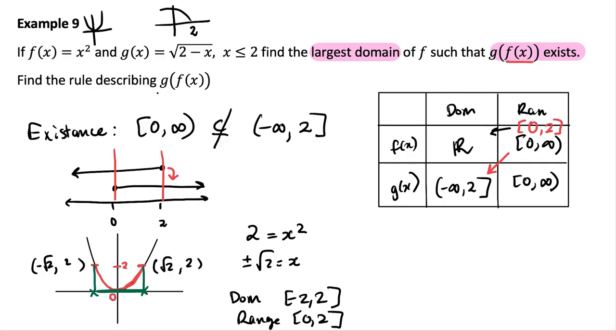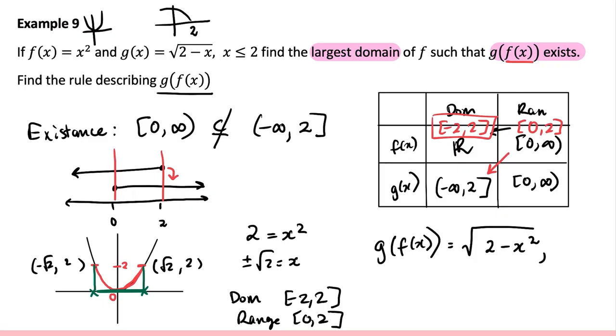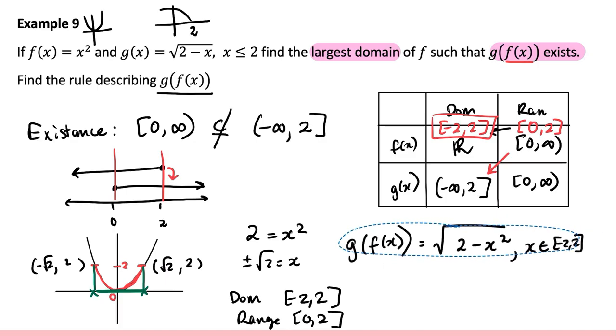Okay, then it says find the rule describing g of f of x. We can write it: g of f of x is equal to, start writing out g, and whenever you come across x, put in f. So that will be the square root of 2 minus x squared. We'll also write down the domain. Remember, the domain of the new function is equal to the domain of the inside function. We restricted this domain to be from negative root 2 to root 2. And that there is the rule that defines your composite function.